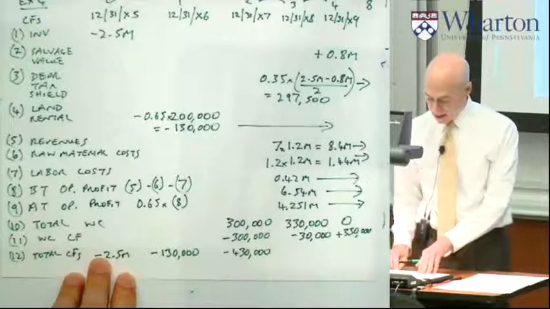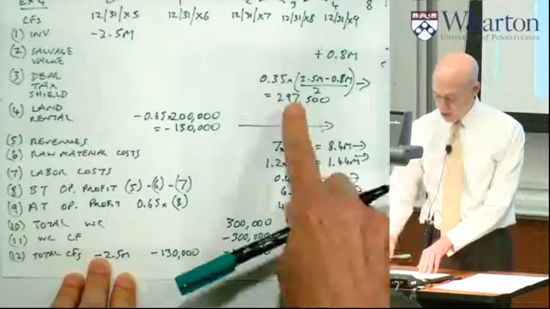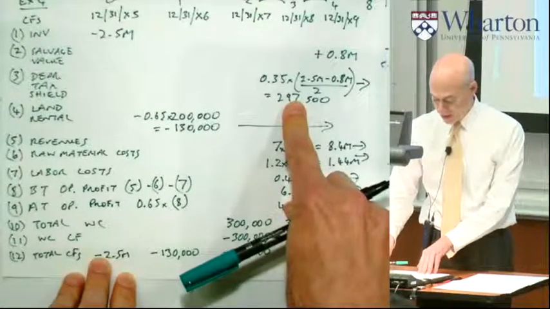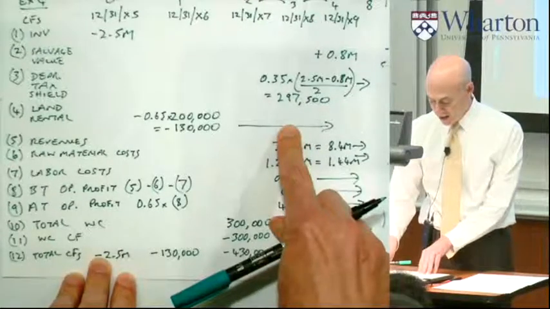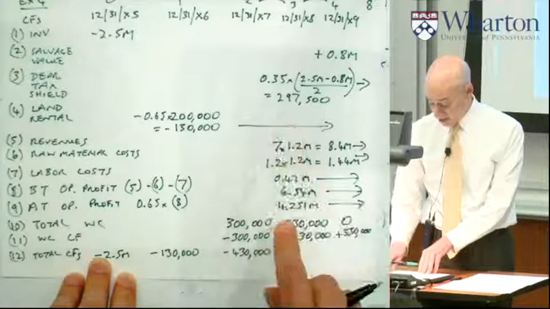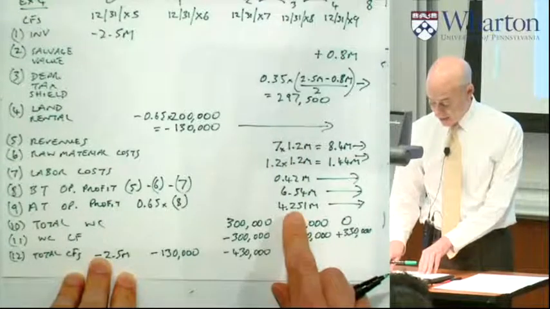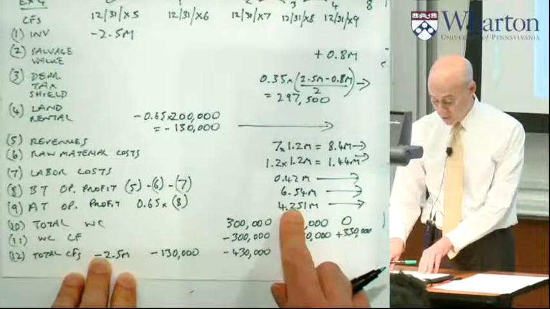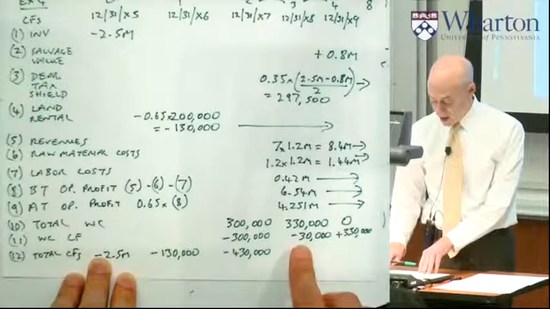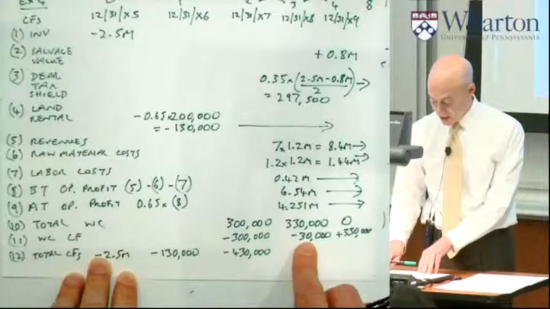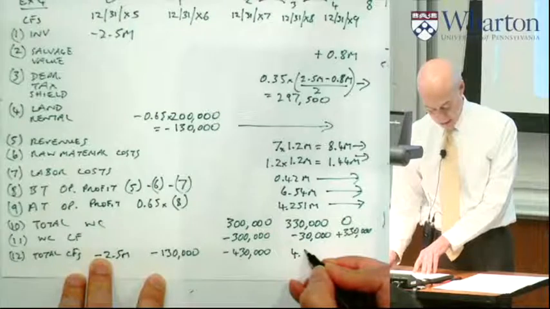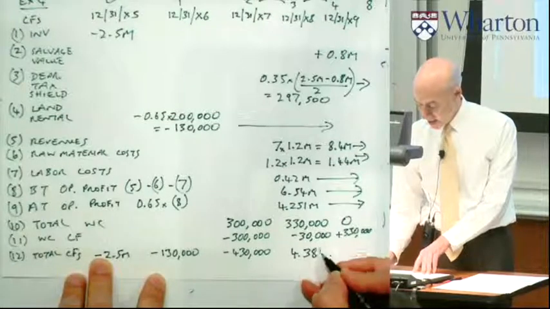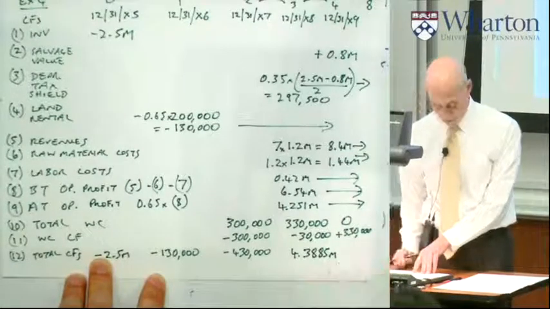And then at date 3, we've got the 297,500 tax shield. We've got minus the 130,000 land rental. And we have the 4.251 million after tax operating profit, minus the 30,000 working capital, and if you work that out, you should get 4.3885 million.